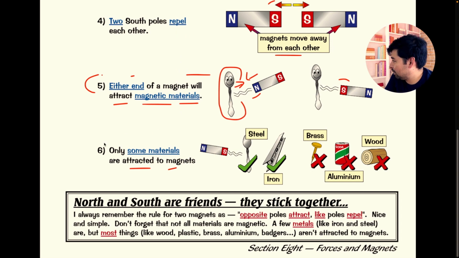And so here, number 6, only some materials are attracted to magnets. Example: steel, good. Iron, good. Brass is not. Aluminum or aluminium is not, and wood is not. So here only steel and iron, which means not all kinds of metal are attracted. Okay, steel and iron. Teacher, I don't remember what is steel and iron. Check it out in your dictionary, right?